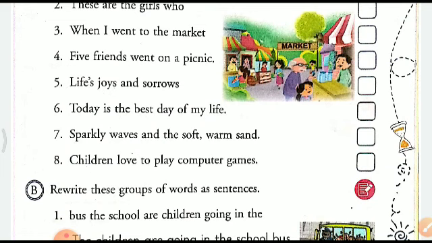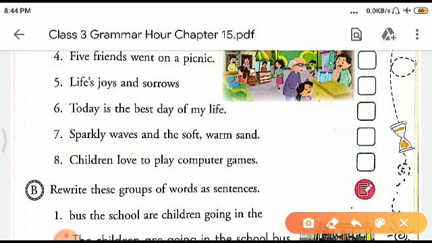Sparkly waves in the soft, warm sand. Yes, I don't see any verb in this sentence. So, sparkly waves and the soft, warm sand. There is no verb, so it's not a sentence. Right, children? Seventh is not a sentence.